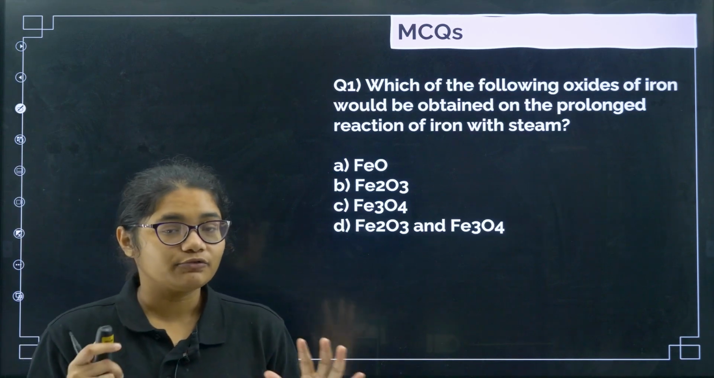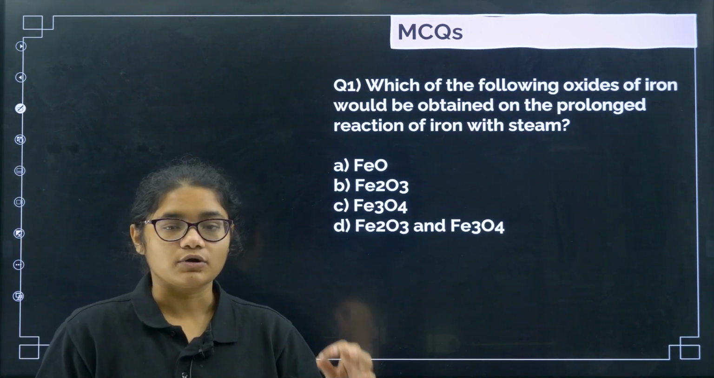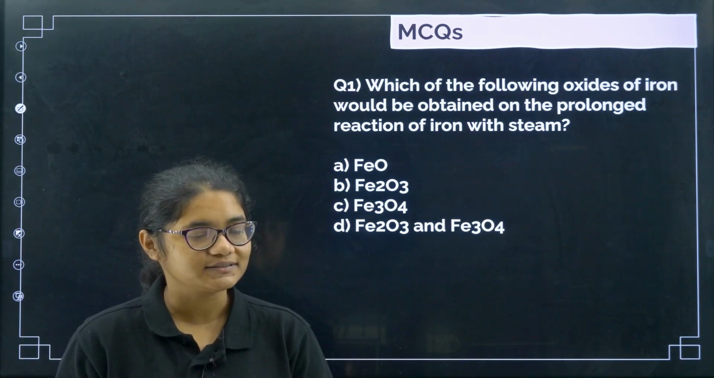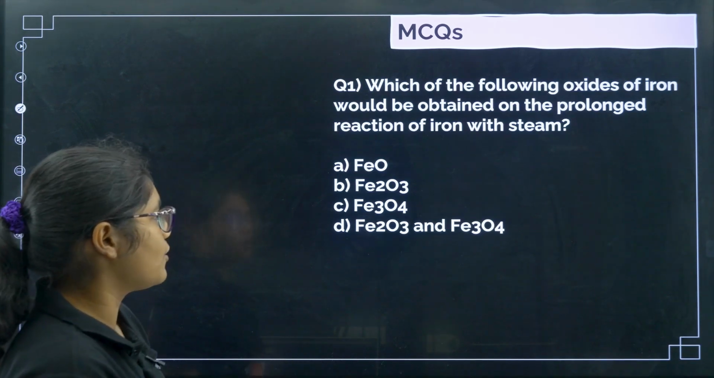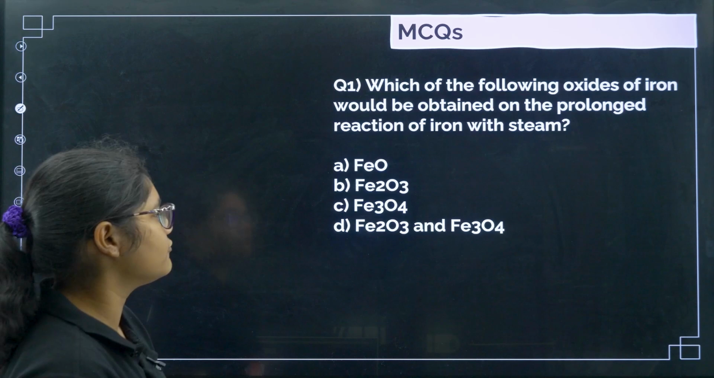Now we are going to solve 20 most important questions. I want all of you to answer these questions in the comment section as well. Okay, which of the following oxides of iron would be obtained on the prolonged reaction of iron with steam?